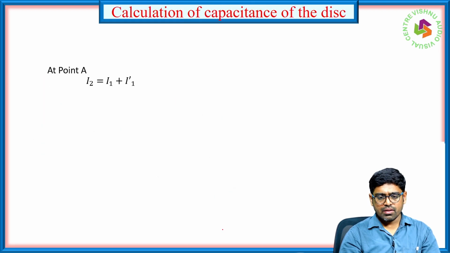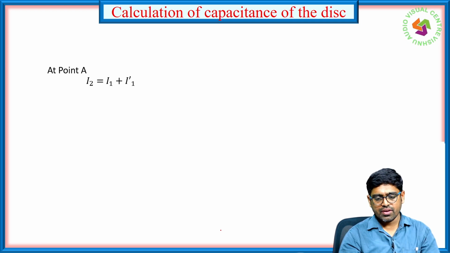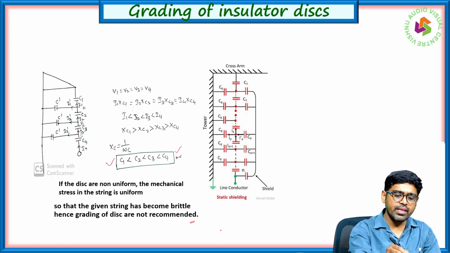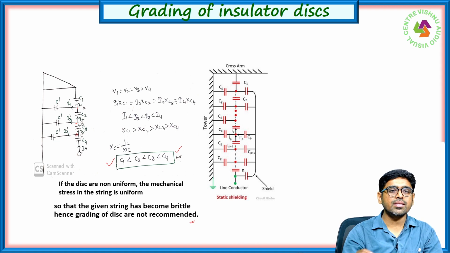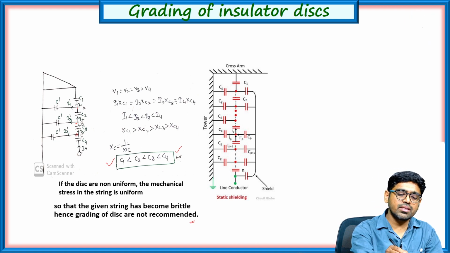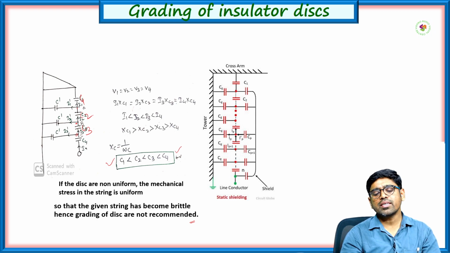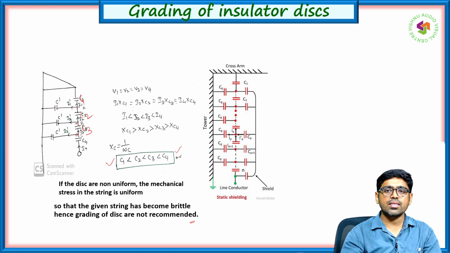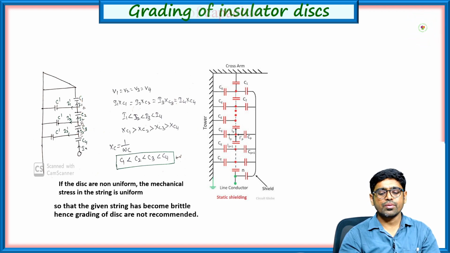Next, for the calculation of the capacitance of each disc, how can we calculate the capacitance for a particular disc? We have to apply KCL at this point. Previously, when calculating the string efficiency, all the capacitances were C only, but now the capacitances are C1, C2, and C3. We construct the discs with different capacitances C1, C2, C3 so that the string efficiency can be improved.